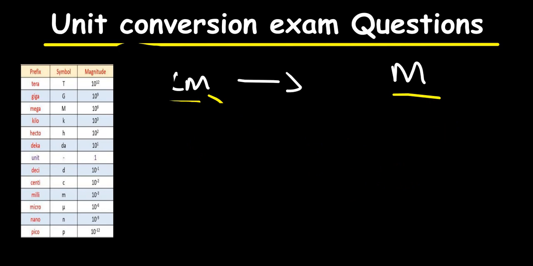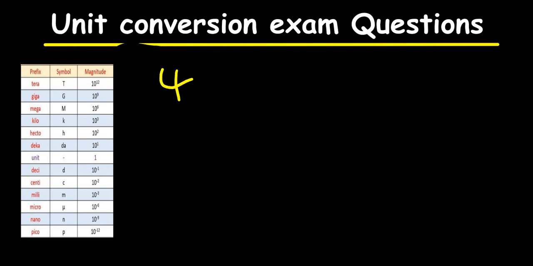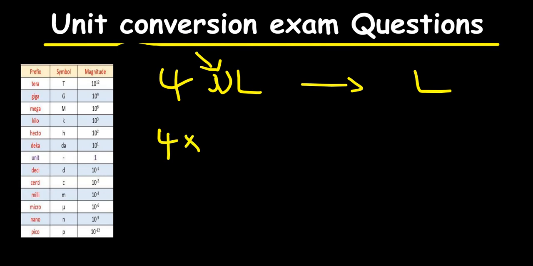Let's make this one about volume. For example, let us convert 4 microliters to liters. What are we going to do? We're just going to substitute the micro with its value from the metric table. So I'm going to write 4 multiplied by, what's the value of the micro from the metric table? The value of micro will just be 10 to the power minus 6. So I'm going to write 10 to the power minus 6 here, multiplied by the liter, which is still there.